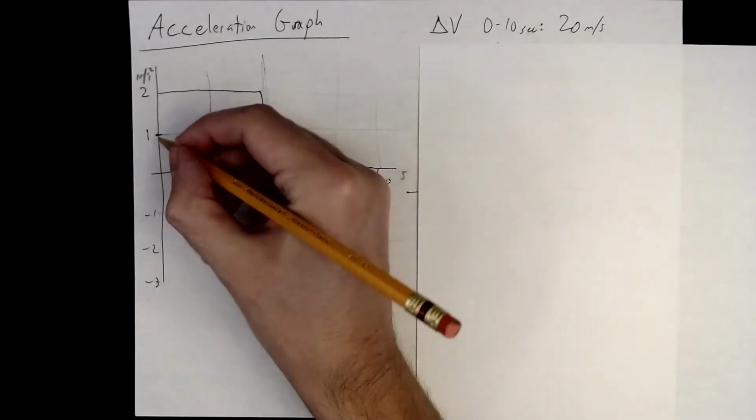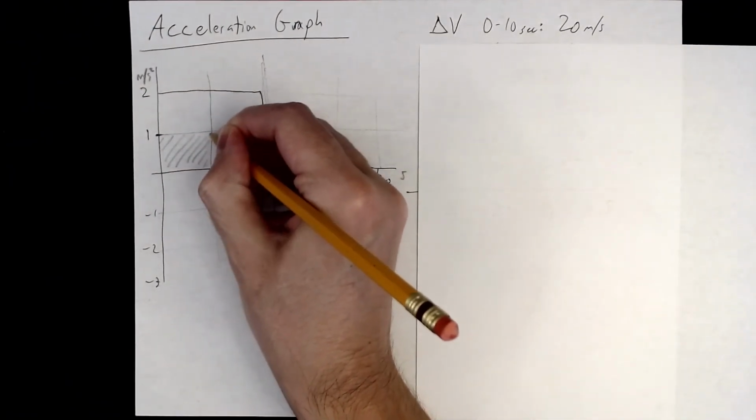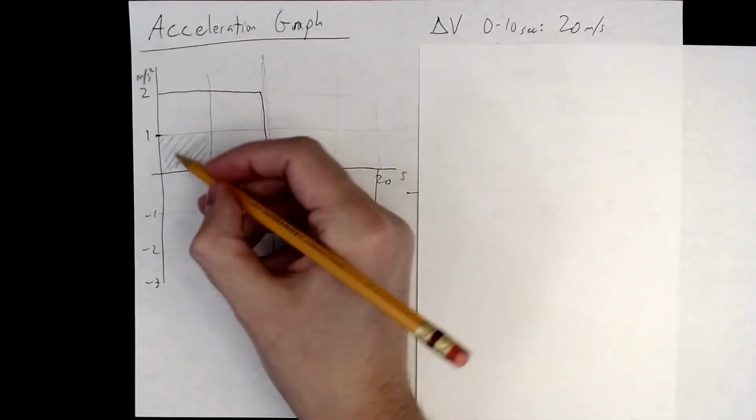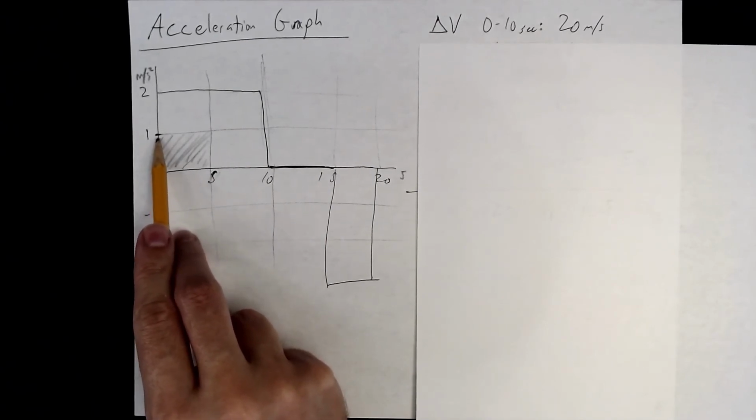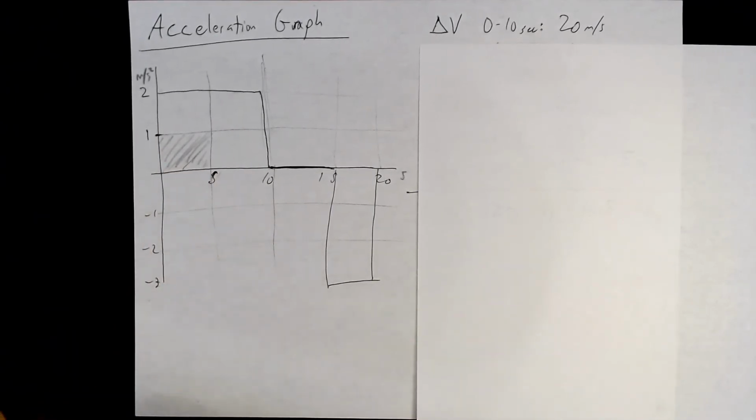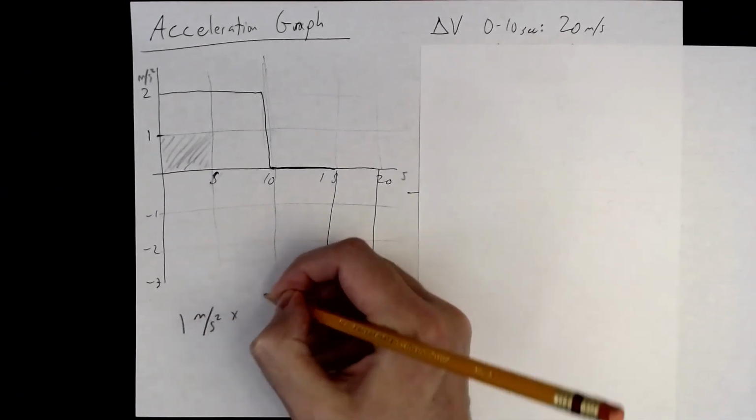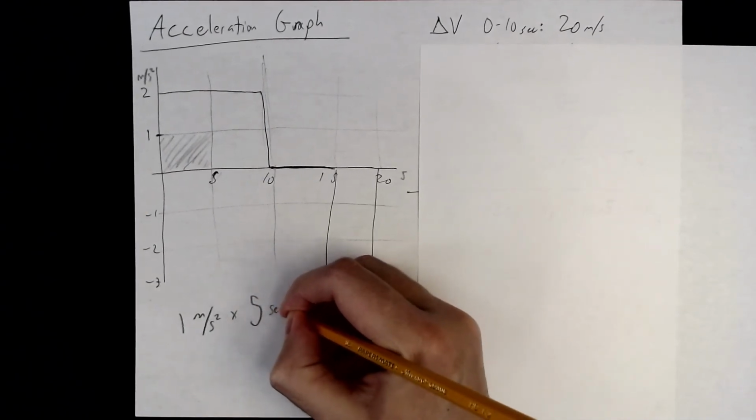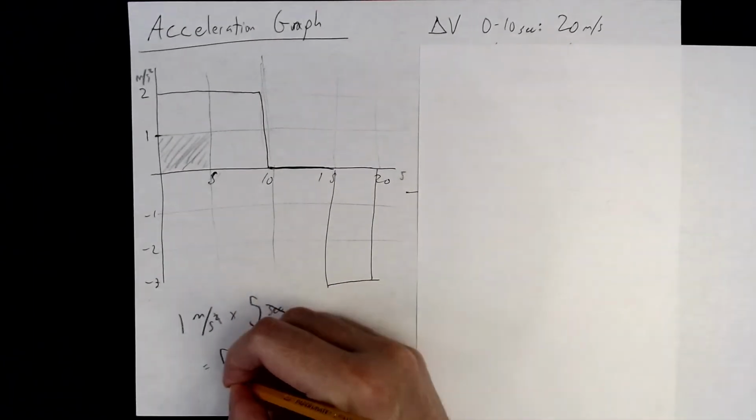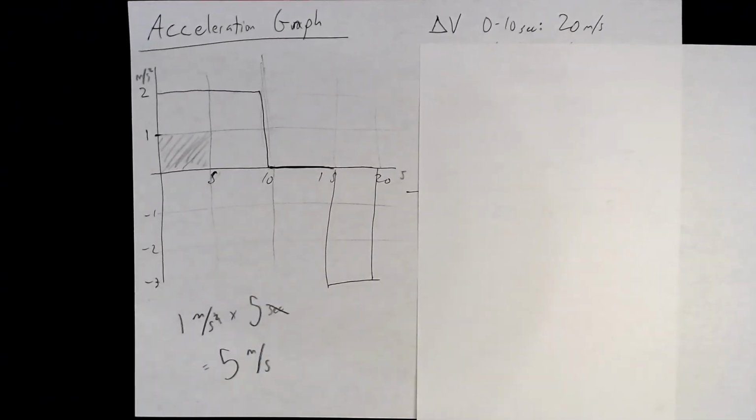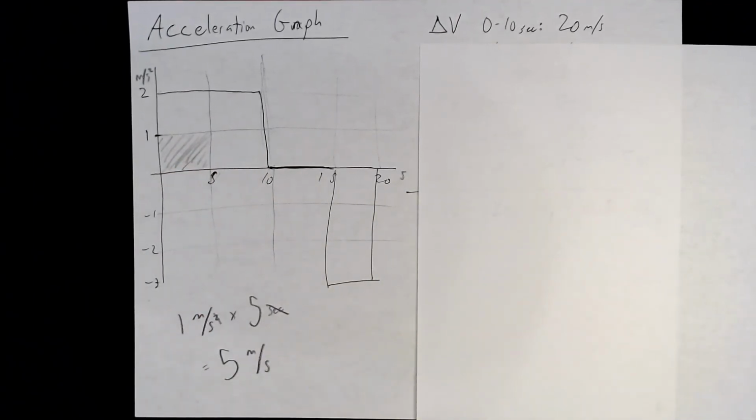Okay, well I'm going to do something weird, and I'm going to look at this little space there. That space there has a height of 1 meter per second squared and a width of 5 seconds. So 1 meter per second squared times 5 seconds. That gets rid of one of those, and we get 5 meters per second. So one of these blocks is 5 meters per second.